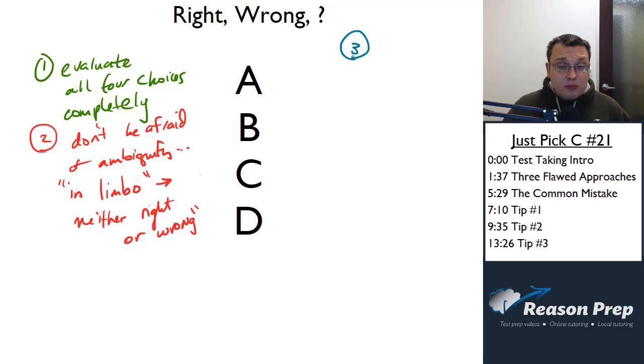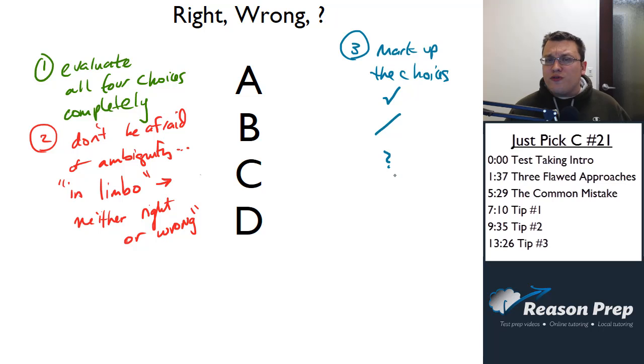And the third and final tip, which I've been demonstrating actually throughout the video, is mark up the choices. There's different symbols and formats for you to do it, but I like to put a little check mark if I think a choice looks good, or cross it out if I don't think it's good, or put a question mark if I'm uncertain. But you want to mark up the choices.